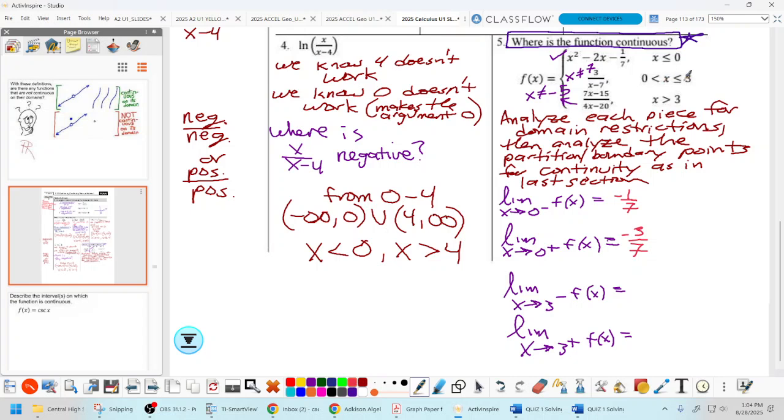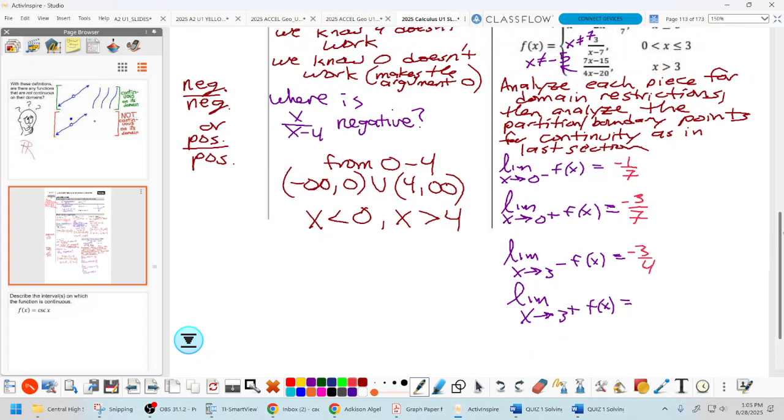Negative or a positive 3 gets plugged in here. What do we get? 3/4. But it's 3 minus 7, so negative 3/4. Okay, and let me raise this up just a little.